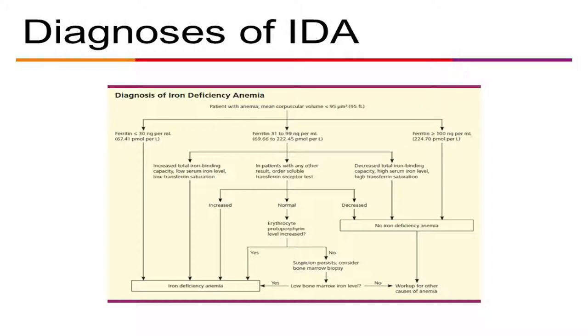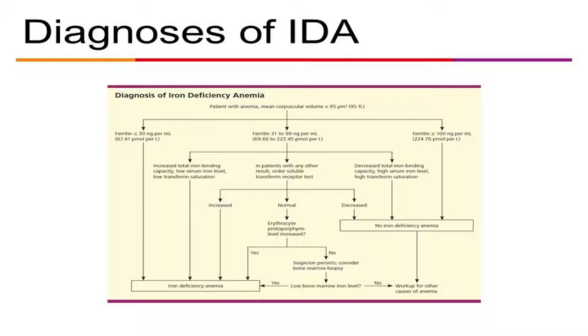So this is a simple approach in terms of ordering the investigation. We already have a patient anemic with low MCV, so we go and order the ferritin. If it is less than 30, this is iron deficiency anemia. Or we can also order the iron profile by itself. If you have low serum iron, high TIBC, low transferrin, this is diagnosed iron deficiency anemia, and you can treat the patient according to that.